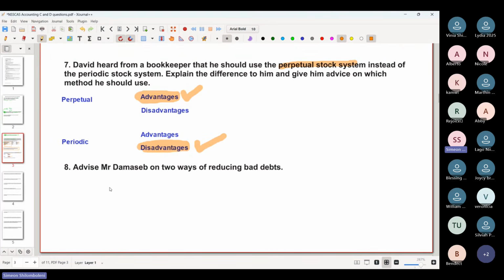I hope it's clear. Can I move on? We have 12 minutes. The last part. Sorry. Are you saying when you are going to approach this question, for example, you want periodic? Yes. So you are only going to give advantages of periodic and disadvantages of perpetual. Yes. All right. Thank you, sir.